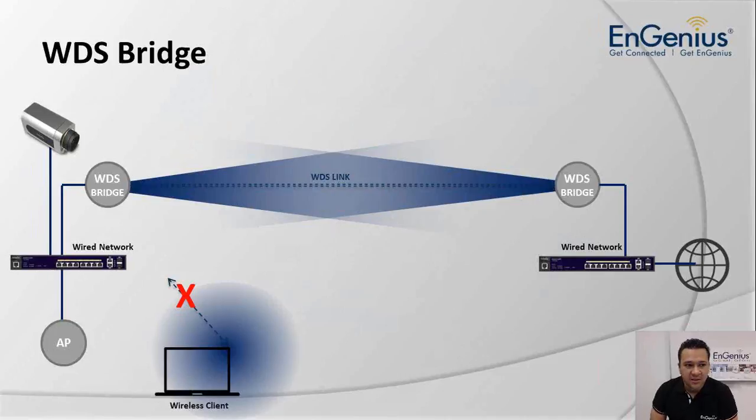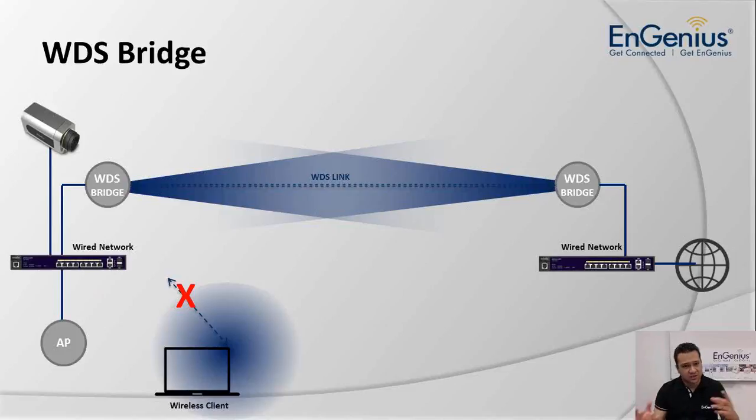Okay, WDS Bridge. Actually, WDS Bridge is the second most popular topology that you can use. With WDS Bridge, you can connect 2 access points together with a transparent bridge. When VLAN pass-through is enabled, the VLAN tags will also be passed through, and this is especially important if you still want to use VLANs over a wireless network. It would only be possible if you use WDS Bridge.